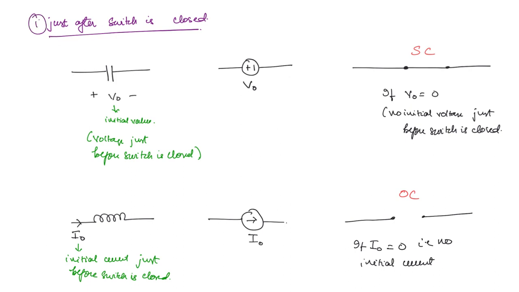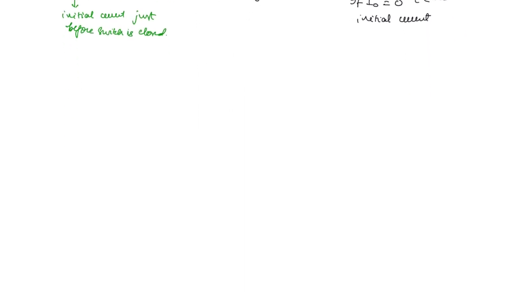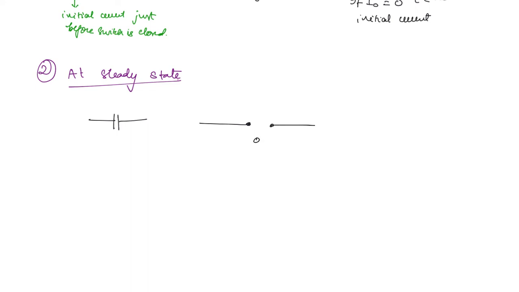One more thing that we need to know is, at steady state, how are they going to behave? At steady state, what is the behavior? First, if you consider the capacitor, it will act like an open circuit. And what about the inductor? This will behave like a short circuit. Remember, this is only when the excitation is DC, that means the source that we are connecting is a DC source.